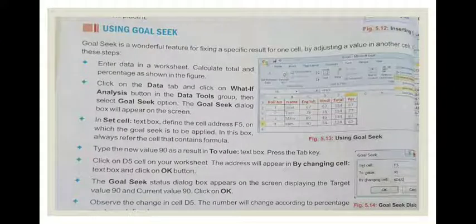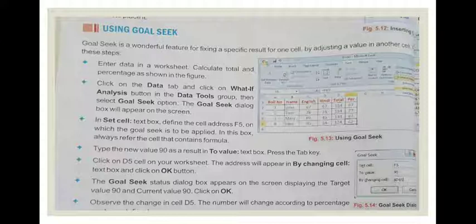Next point is using Goal Seek. Goal Seek is a wonderful feature for finding a specific result for one cell by adjusting a value in another cell. Follow these steps. Enter data in a worksheet. Calculate total and percentage as shown in the figure.